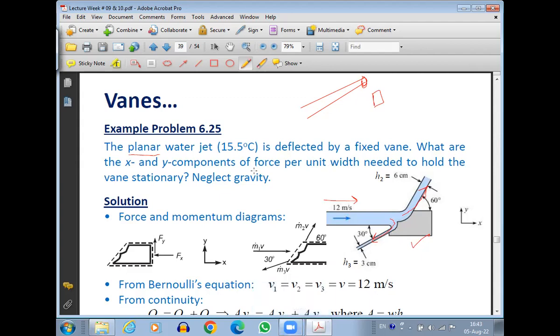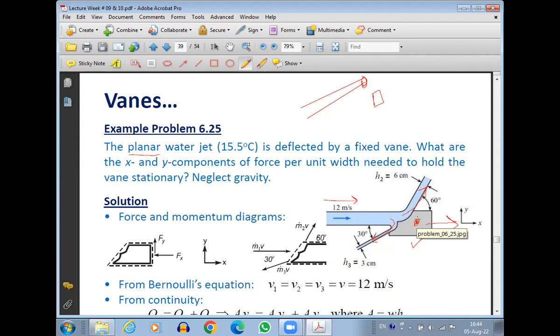Now we need to find out how much force is needed to keep this vane in place. Suppose this vane was not welded or supported by any means, what will happen? This jet is going to take the vane with itself and push it from its place. But if you want the vane to remain stationary, how much force is needed to keep it in place? This is the question.